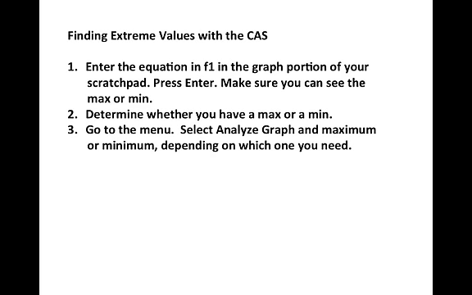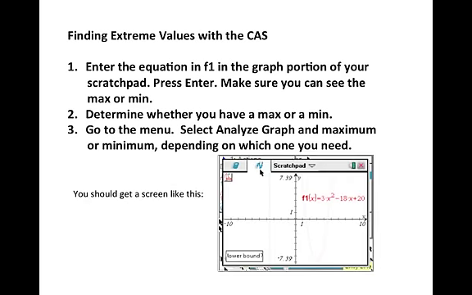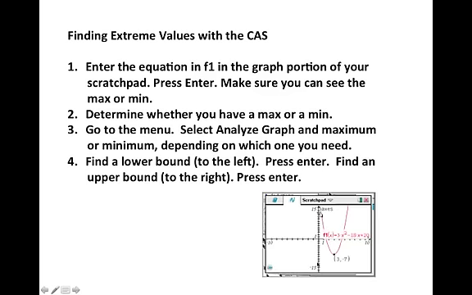Go to the menu, select Analyze Graph and Maximum or Minimum depending on what you need. We need minimum. So your screen should look like this. You get a prompt for a lower bound, and you're going to press Enter anywhere to the left of the minimum. This is fine right here, or I could even come closer to right here. Anywhere, as long as I'm to the left of this point, I can press Enter.